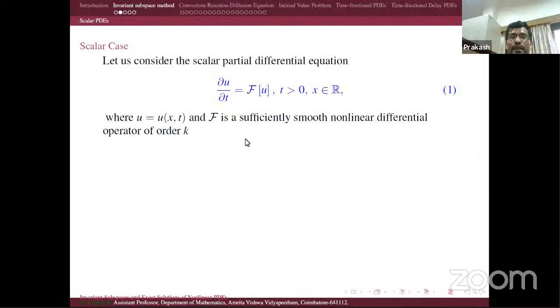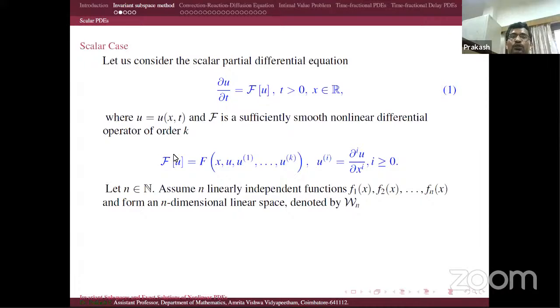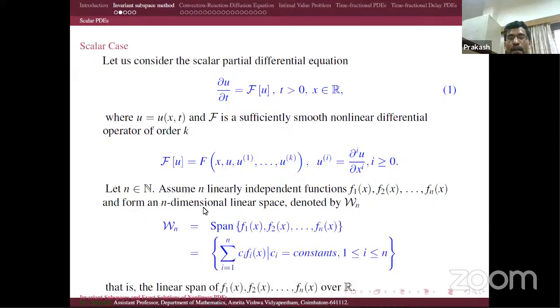Of u is a sufficiently smooth nonlinear differential operator of order k. So first we need to define what is a linear space. A linear space is nothing but a linear span of n linearly independent functions over R. Here Wn denotes the dimension of the invariant subspaces.